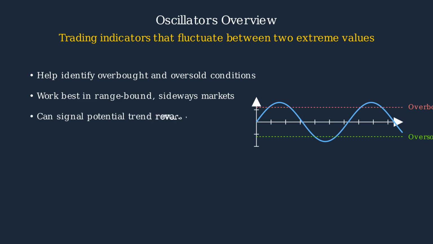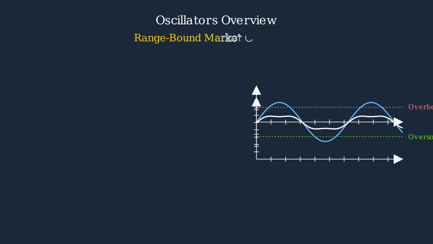Oscillators can also signal potential trend reversals, especially when they diverge from price action. One major advantage is that oscillators often provide early warning signals before actual price movements occur. Oscillators are particularly effective in range-bound markets where prices move sideways between support and resistance levels.